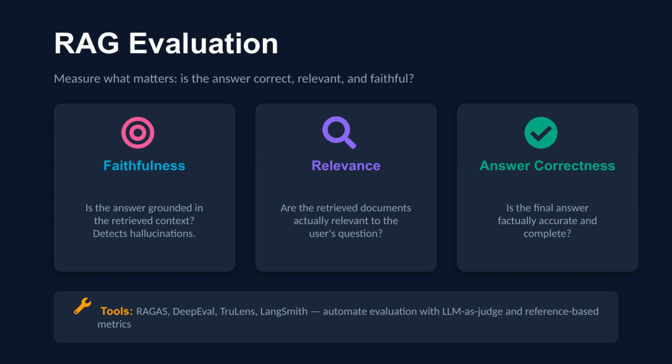You must measure 3 things. Faithfulness. Is the answer grounded in the retrieved context? This catches hallucinations. Relevance. Are the retrieved documents actually relevant to the question? Answer correctness. Is the final answer factually accurate? Use tools like RAGAS, DeepEval, or TruLens. Automate evaluation with LLM as judge and reference-based metrics. If you're not measuring, you're guessing.